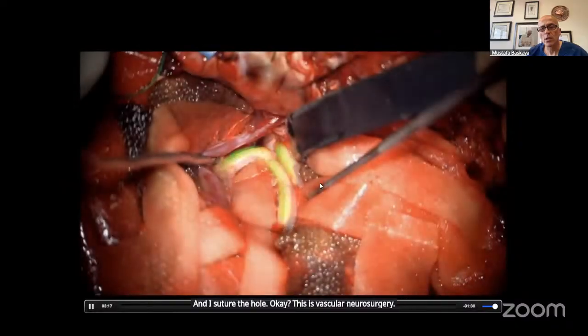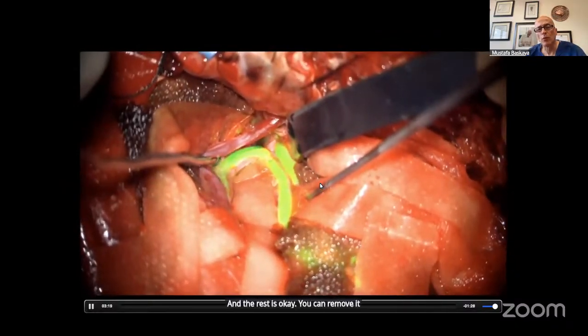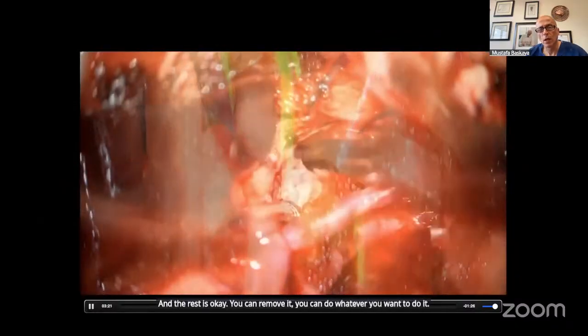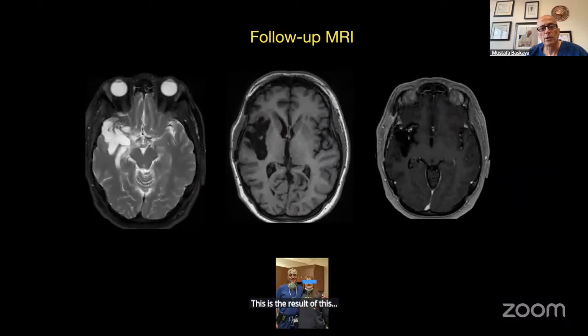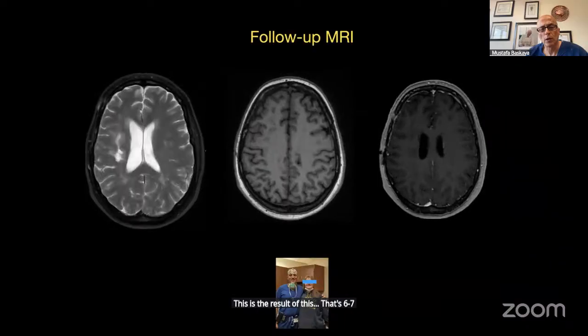And the rest is okay. You can remove it, you can do whatever you want to do. Okay. And this is the result after that 6-7 centimeter insular glioma.